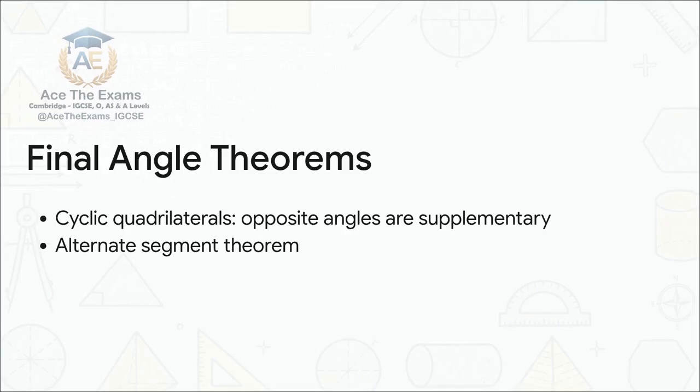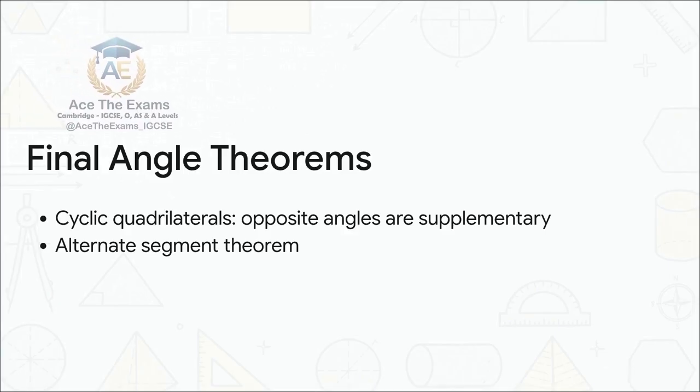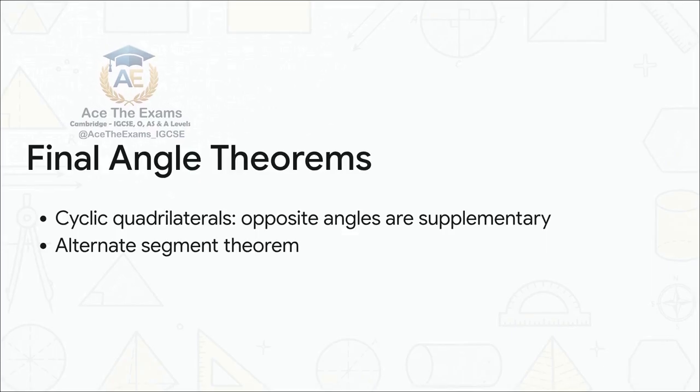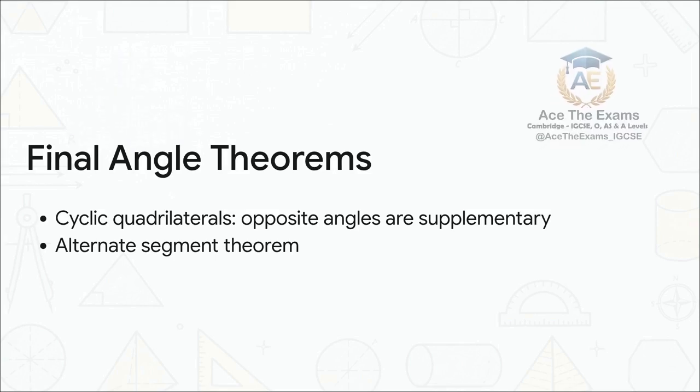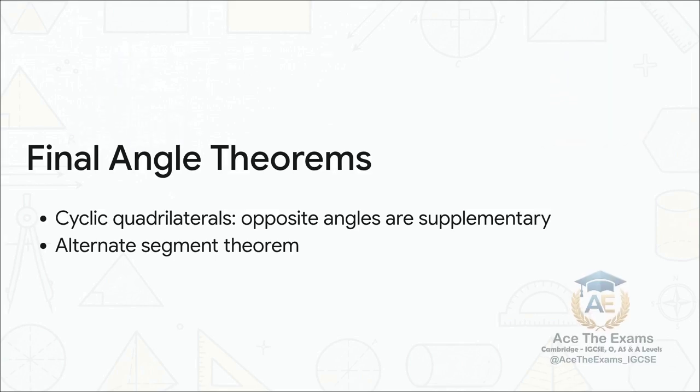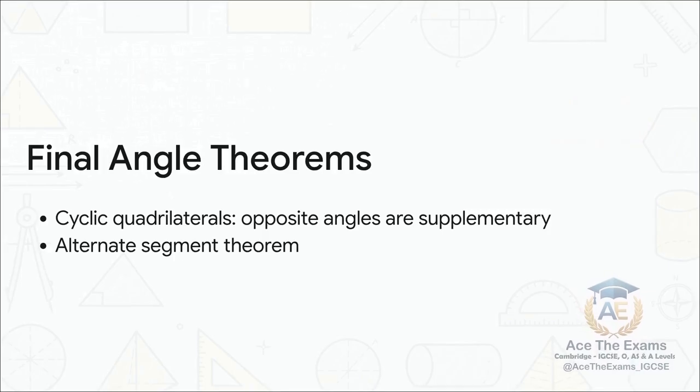The golden rule? Opposite angles are supplementary, meaning they add up to exactly 180 degrees. And then there is the granddaddy of them all, the alternate segment theorem. This connects the angle between a tangent and a chord directly to the angle in the opposite segment. Mastering these 2 specific theorems unlocks the absolute deepest, most rewarding parts of O580 geometry. This is where you separate yourself from the pack.